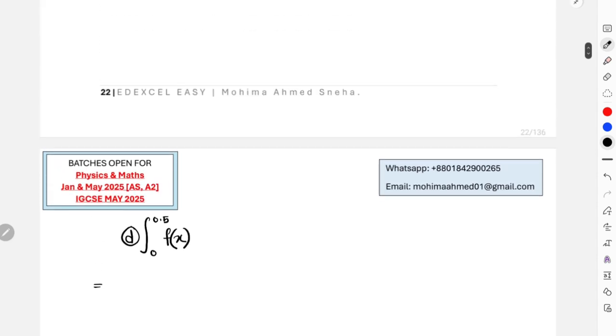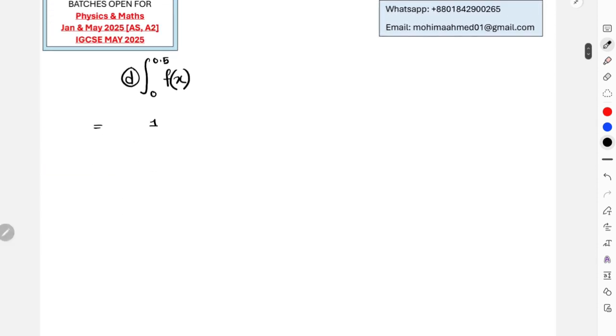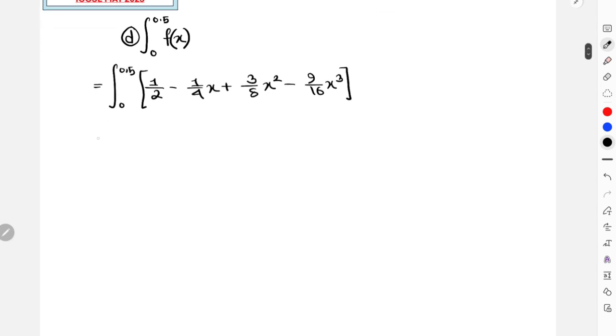I already know f(x) can be broken down and written in this format: half, 1 by 4, 3 by 8, 9 by 16. So this will be half, 1 by 4 x, 3 by 8 x square, and then 9 by 16 x power 3. Right, this will be integrated again with the same boundary 0.5 and 0, which again gets 1 by 2 x. This one turns out to be 1 by 8 x square after the integration. This one turns out to be, so this will be what? 2 plus 1 is 3, so 3 divided by 3 is eventually going to be 1 by 8 over here also, x power 3.